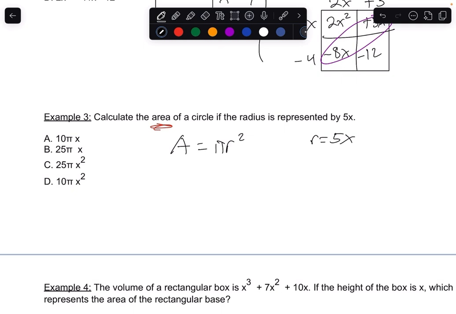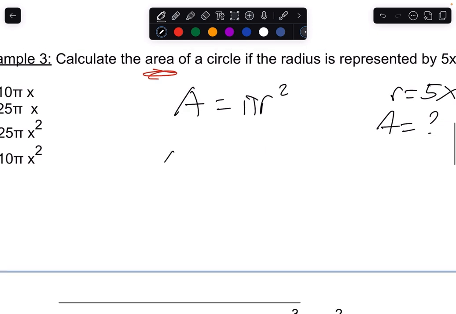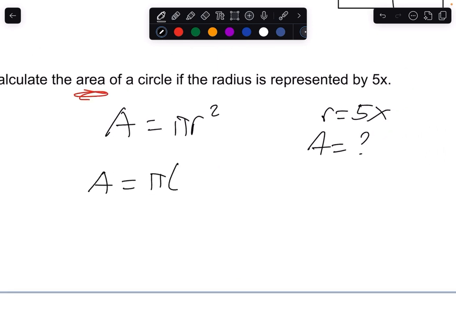Next step, I would just say write down the stuff that you know and what you're trying to figure out. We know the radius is 5x, and we want to find the area. So thankfully for us, we have a formula for that, and we know the radius, but it is 5x squared, or the radius squared. Be careful, be careful.